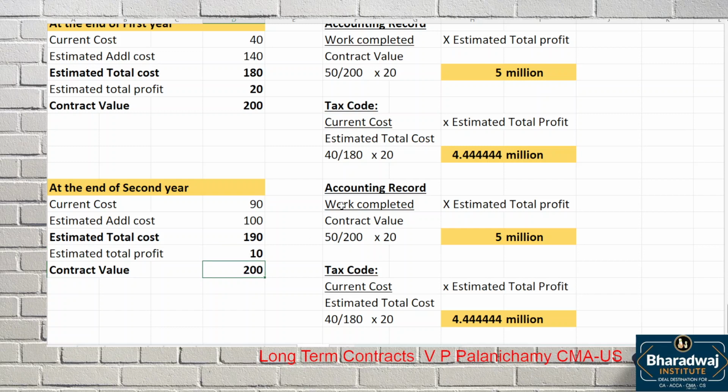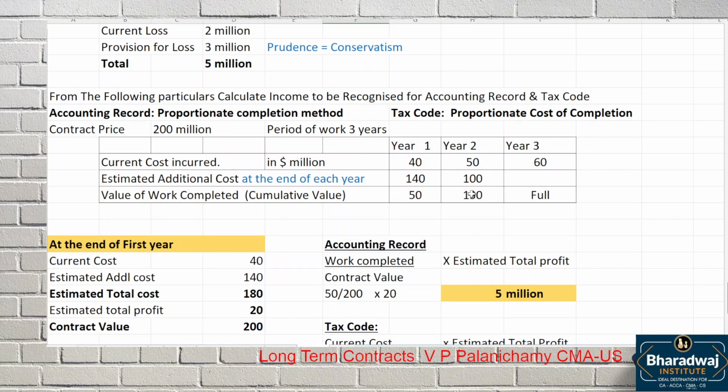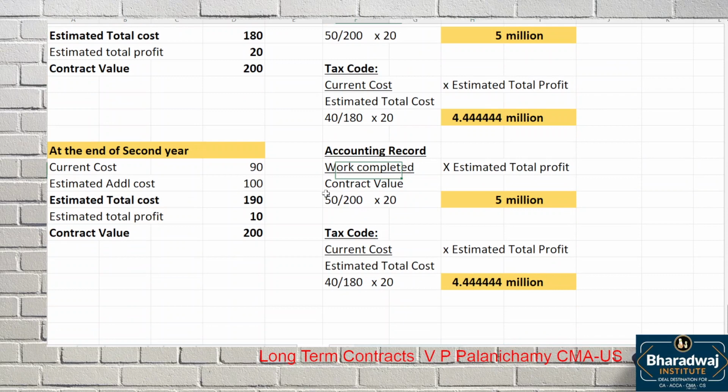10. So work completed divided by contract value into estimated total profit. What is the work completed in the second year? 130. Cumulative value, they have given us. Cumulative value means don't add 50 plus 130. Second year, cumulative value is 130. So 130 out of 200 into 10. How much will it come?